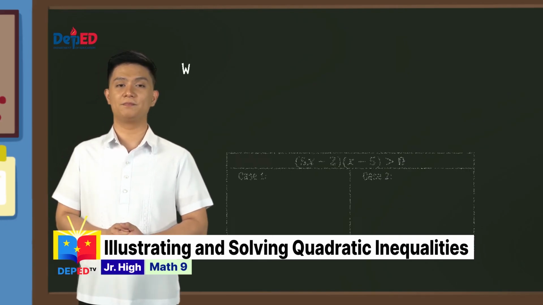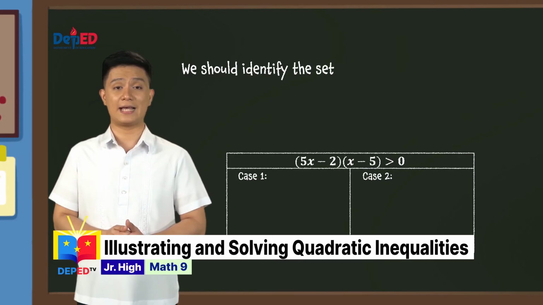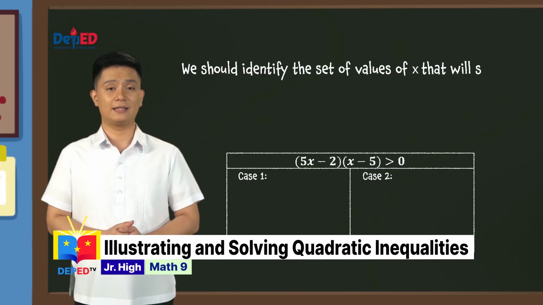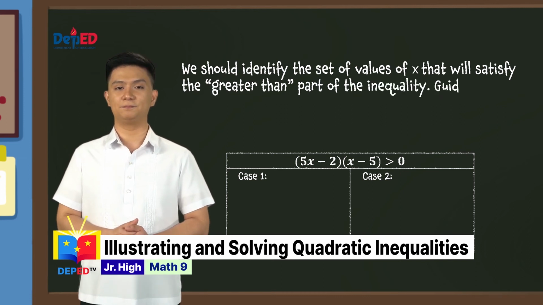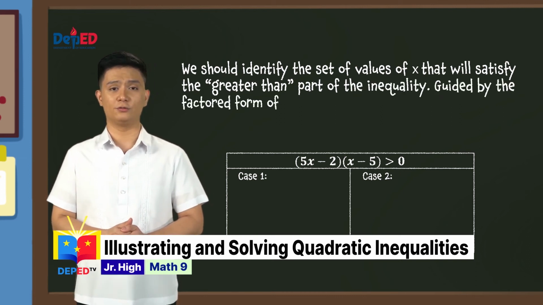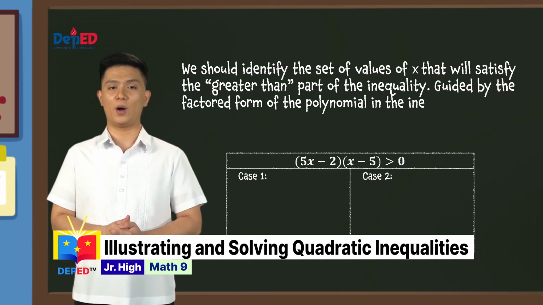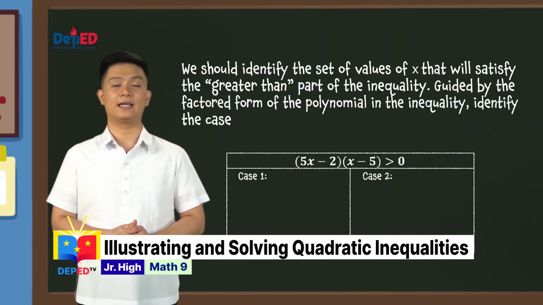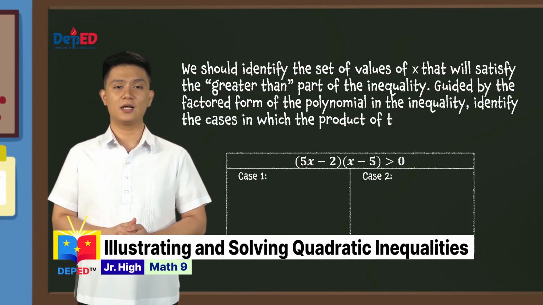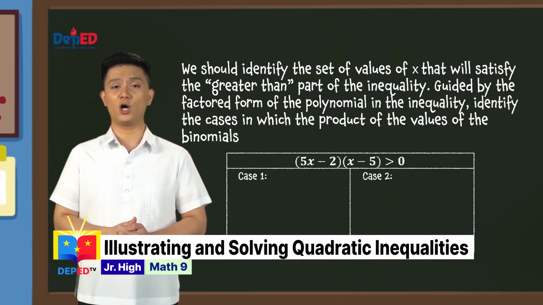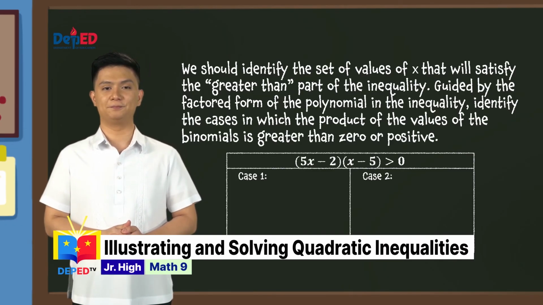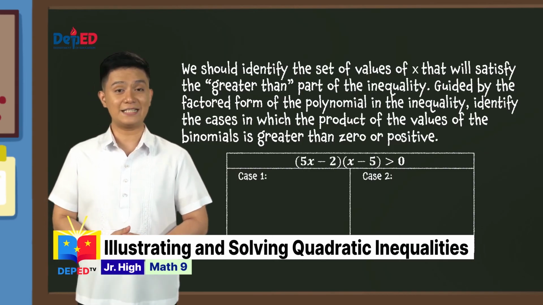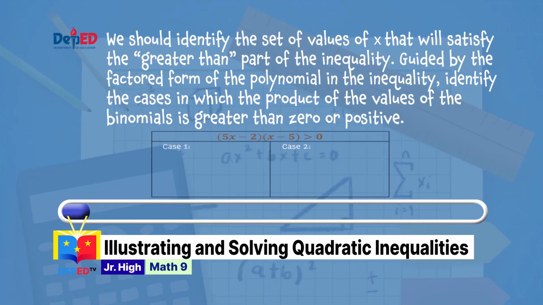Item number 4. We should identify the set of values of x that will satisfy the greater than part of the inequality. Guided by the factored form of the polynomial in the inequality, identify the cases in which the product of the values of the binomials is greater than 0 or positive. For 15 seconds, go!